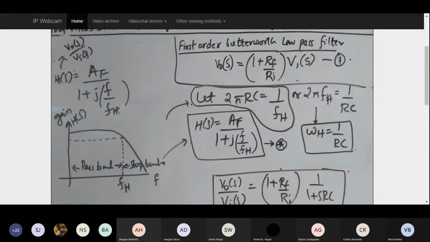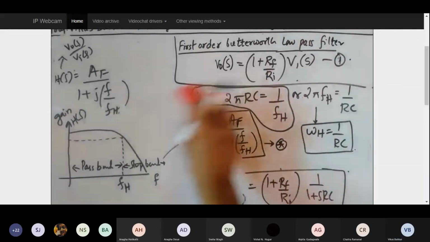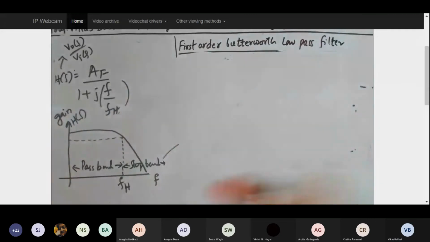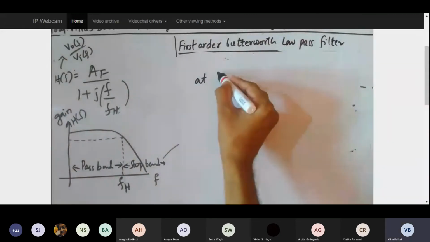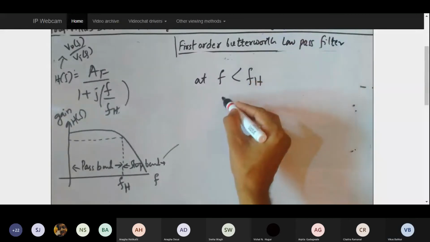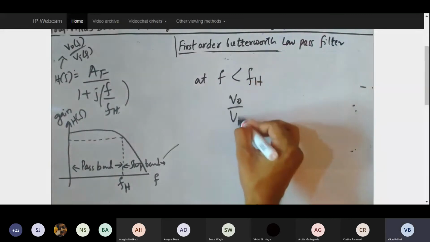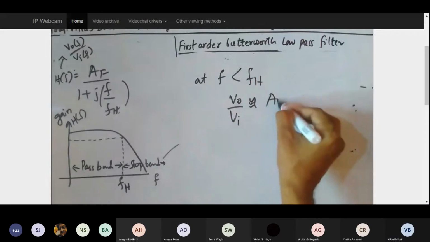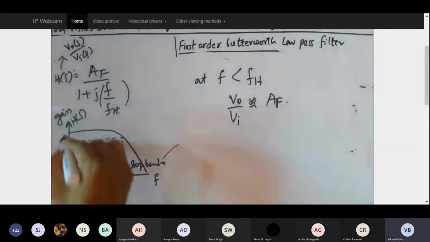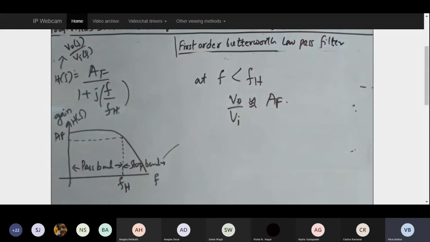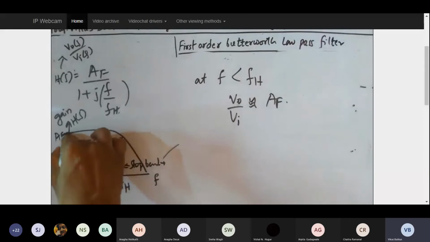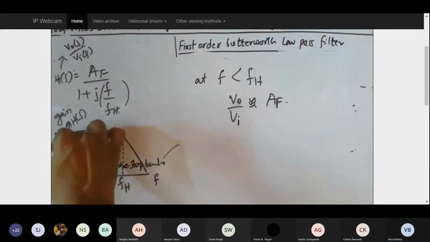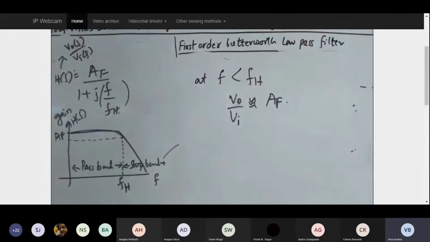So basically, if I want to summarize this now, at F less than FH, output by input will be almost equal to A of F. A of F is the highest gain that is being offered by the op-amp. That is 1 plus RF by RL. So meaning, when my input frequency is less than the higher cutoff frequency, how will my gain be? It will be the highest. So up to this particular band of frequency, my gain will be constant. This particular frequency band is called the pass band.